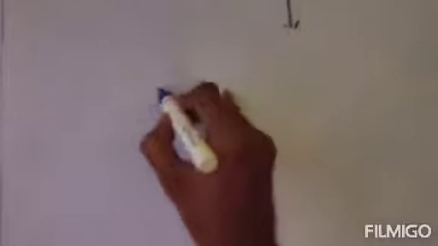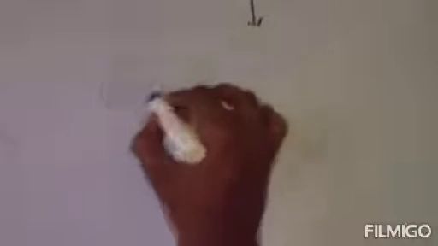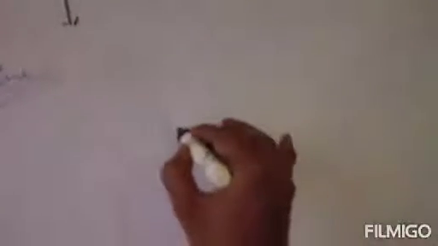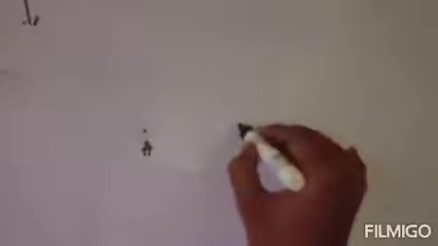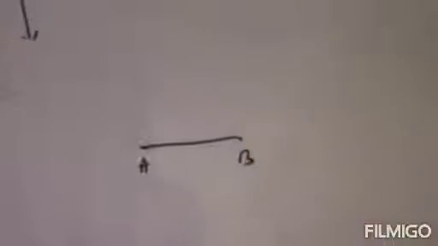Number 4. So we have studied point, we have studied plane, and we have studied surface. Number 4 is line. Suppose there are 2 points, one is A and another one is B.